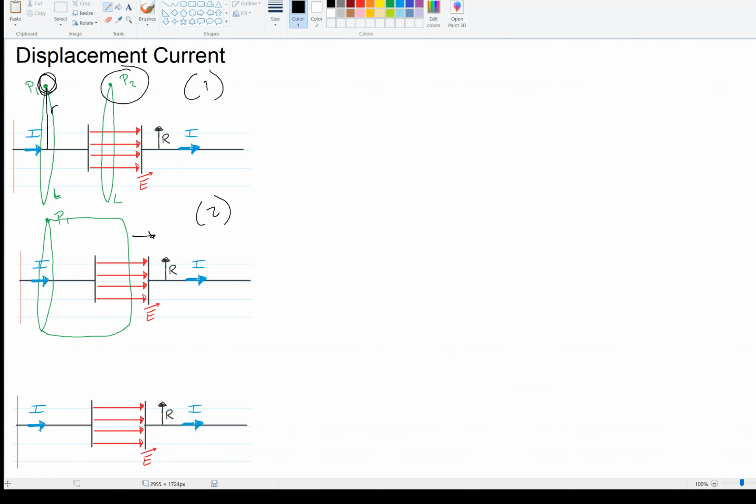I'm going to look at figure 3, which is the same figure, but now we can actually calculate the magnetic field inside the capacitor. Let's do that. We'll take an Amperian path of a circle of radius r. We'll call this point P3. So let's calculate the magnetic field at point P3.